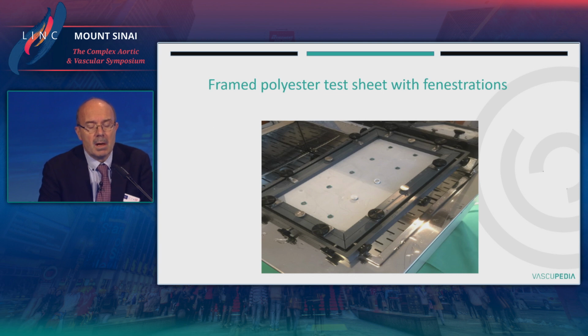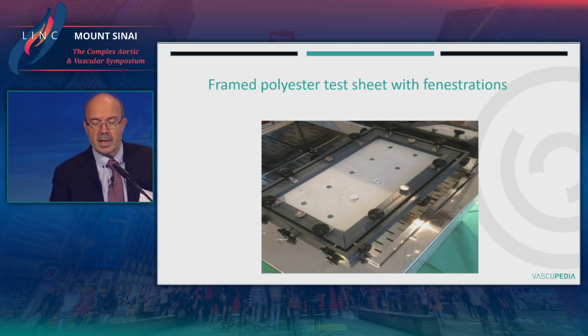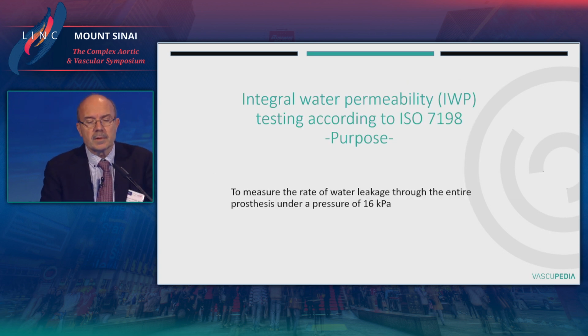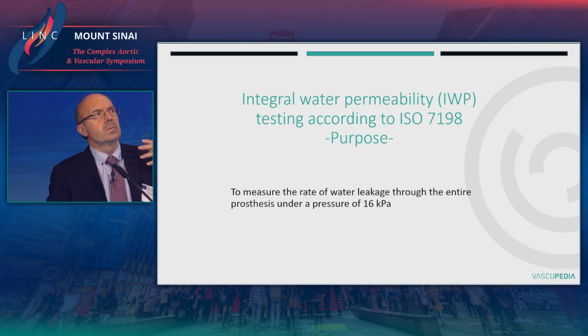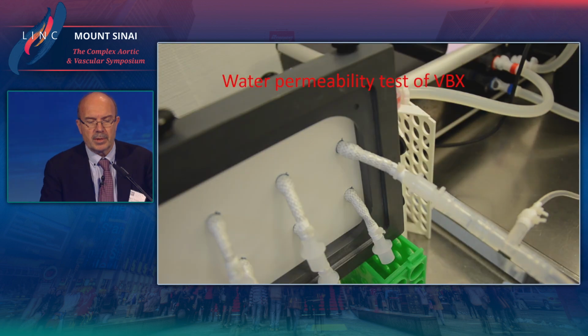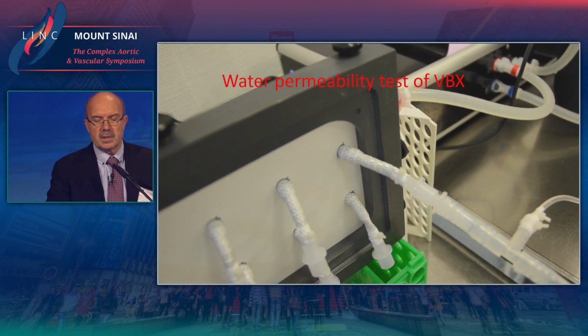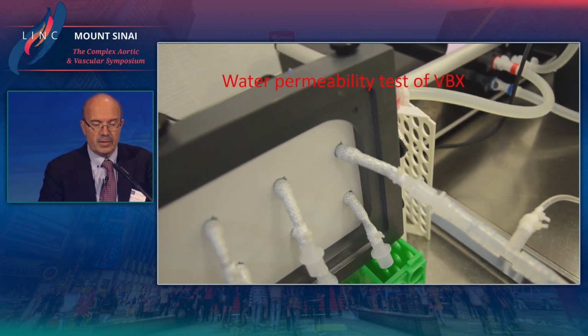For example, in fenestrated situations. So Cook made this polyester graft for us. We had 10 fenestrations in it, and we put these different stents, I have to say, and we flared these stents. The first test we have done was a water permeability test, which was really well standardized, and we went with the pressure inside the graft up to the systemic pressure. And you see no water came out after flaring of the stent from the VBX.